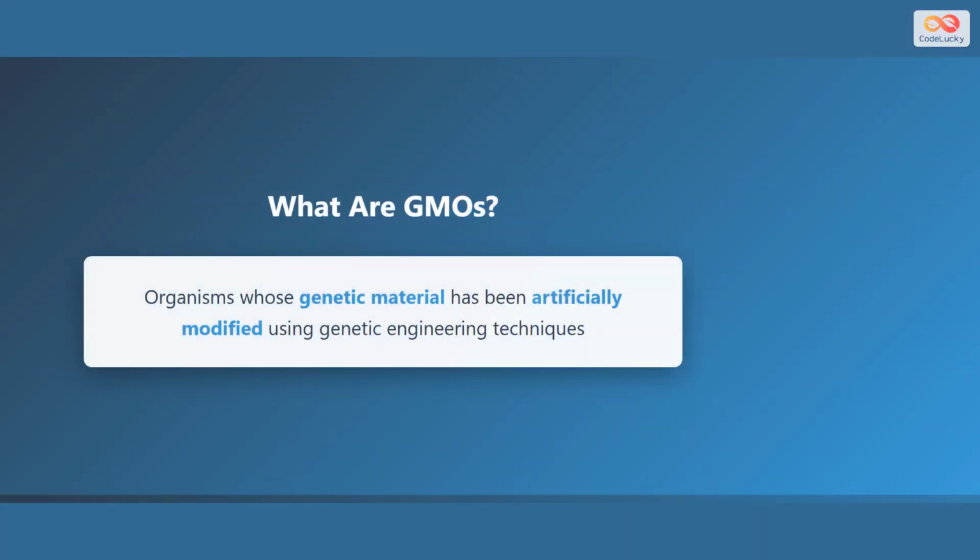Let's start with the definition. GMOs are organisms whose genetic material has been artificially modified using genetic engineering techniques. This means scientists have deliberately changed the DNA of these organisms in a laboratory setting, rather than through natural breeding or evolution. The modifications are precise and intentional, targeting specific genes to achieve desired characteristics.